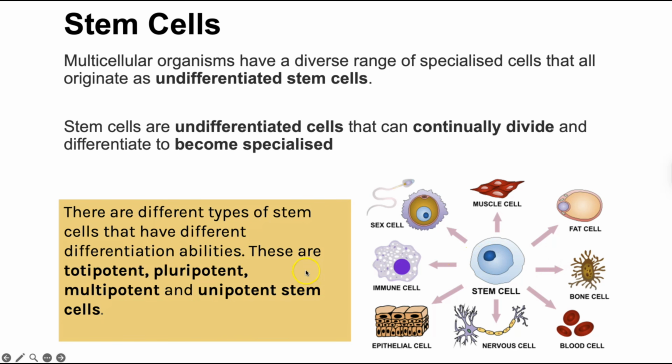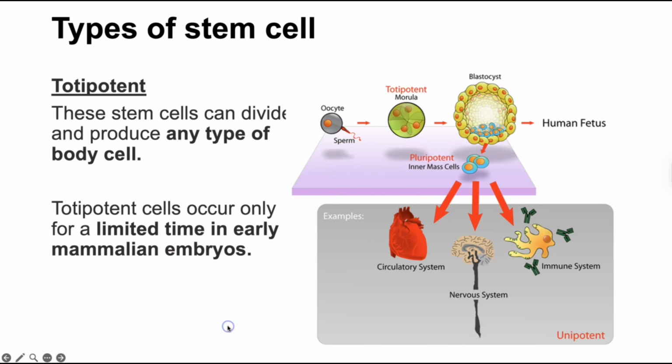And there's different types of stem cells based on their ability to differentiate. So we've got totipotent, pluripotent, multipotent, and unipotent. Totipotent stem cells can divide and produce any type of body cell. So these are able to differentiate into all cells. And they occur for a very, very limited time in early mammalian embryos, so shortly after the sperm and egg fertilise.